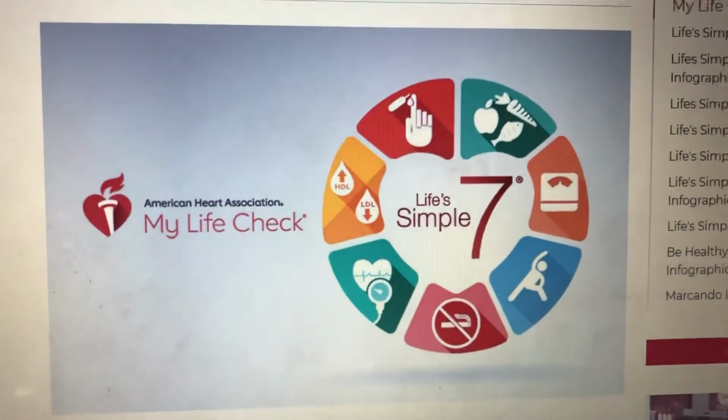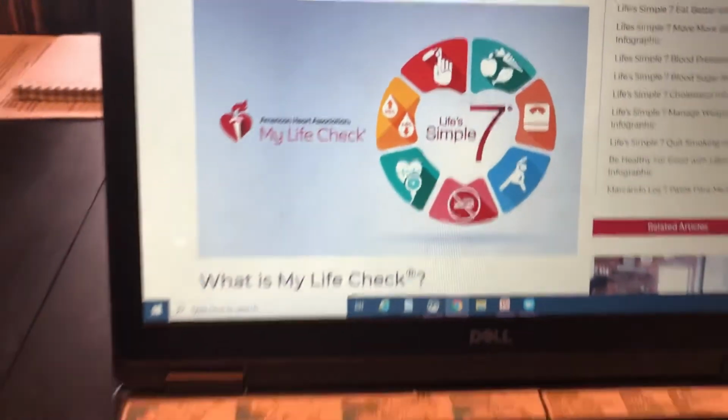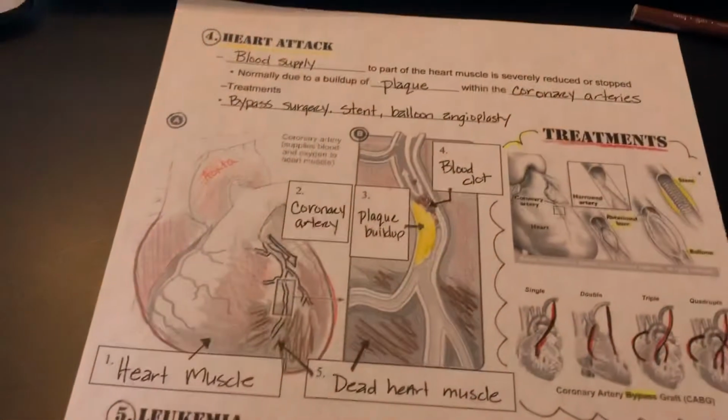Okay, so I hope you have a better understanding of why we need to eat good, exercise, and keep balance in our day, because we definitely don't want to have to deal with heart disease.